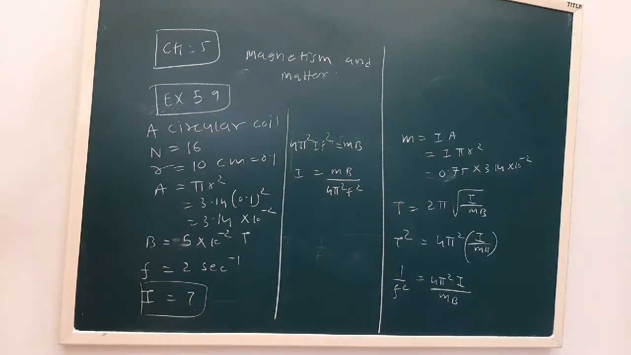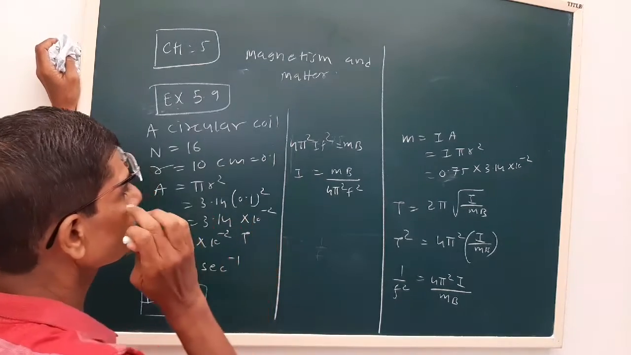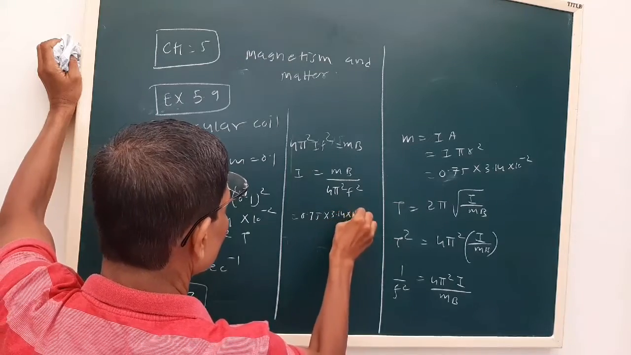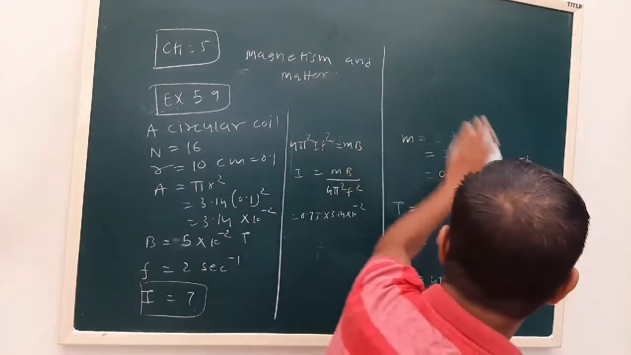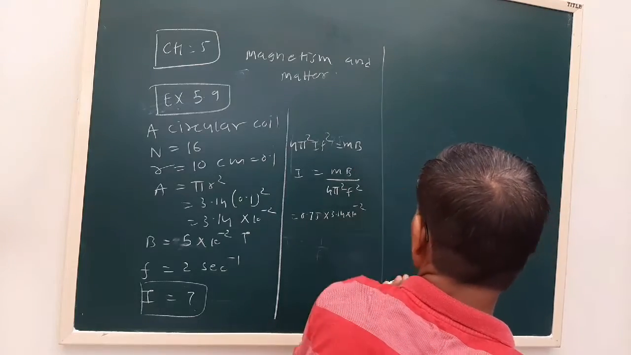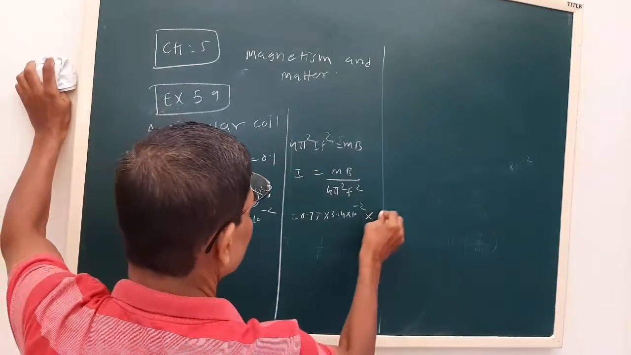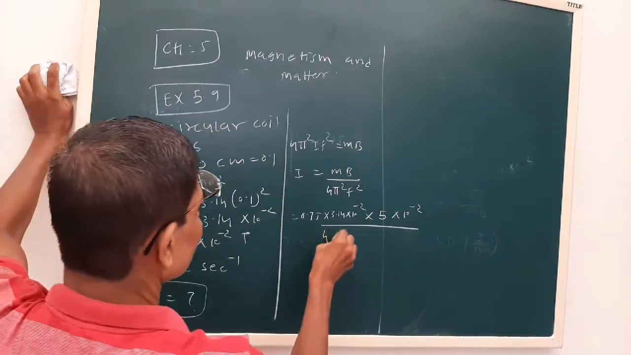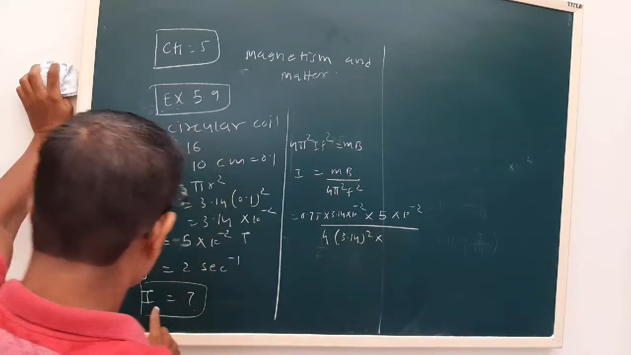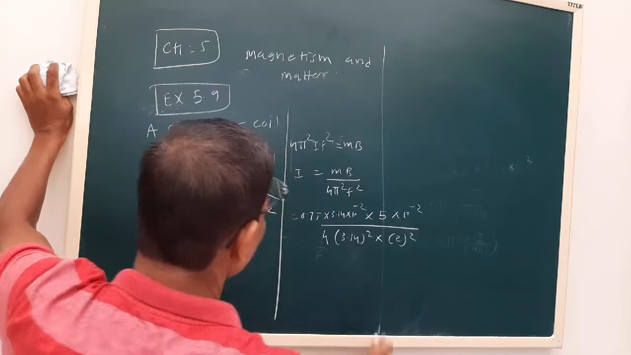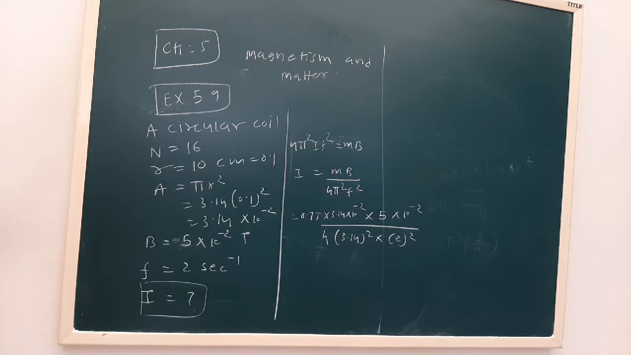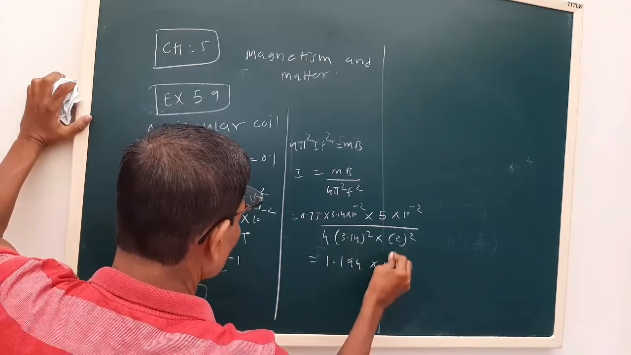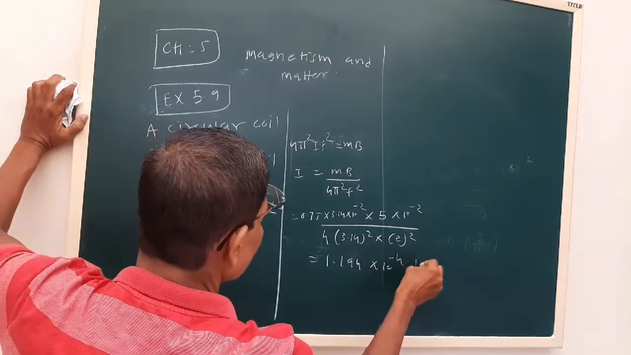Now see, all values we are having. The magnetic field is 5π into 10 to the minus 2. Now 4 pi square is, with pi as 3.14, whole square, and frequency is 2 square. If we substitute these values, we get the value of I as 1.194 into 10 to the minus 4 kg meter square.